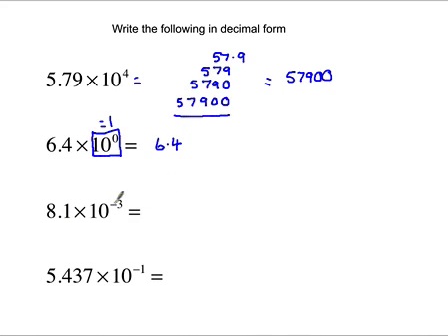Okay, well with this next one, we know this answer is going to be smaller than 1 because the power is negative, and I'm effectively moving everything along 3 places. So if it was 8.1 times 10 to the minus 1, that would give me 0.81. If it was 8.1 times 10 to the minus 2, that would give me 0.081. But because it's to the minus 3, we've got to move it another place further along. We'll get 0.0081, which will be the answer.